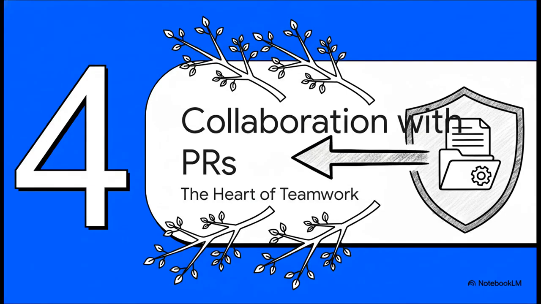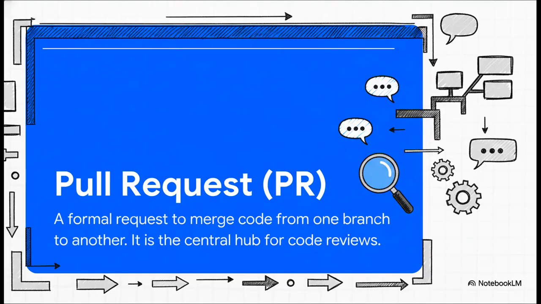So we have these branches for working in our own little bubble, but how do we propose bringing our amazing new work back into the main project for everyone else to use? Well, this is where GitHub really shines, with a concept called the pull request. A pull request, or PR as everyone calls it, is pretty much what it sounds like. After you push your branch up to GitHub, you open a PR to formally request that your changes get pulled into the main branch.